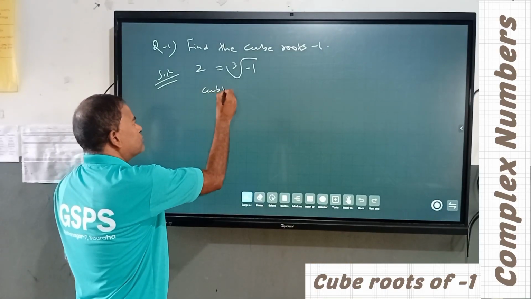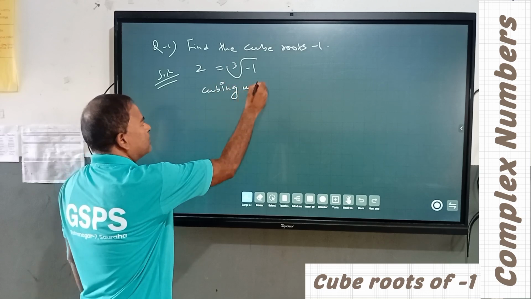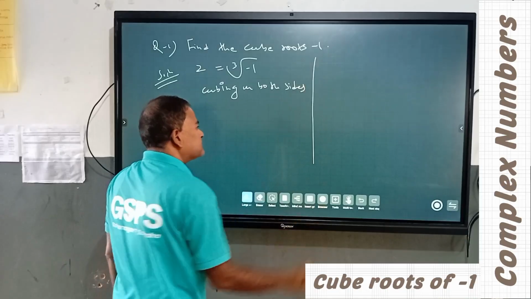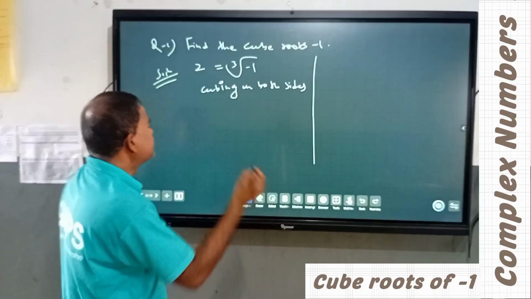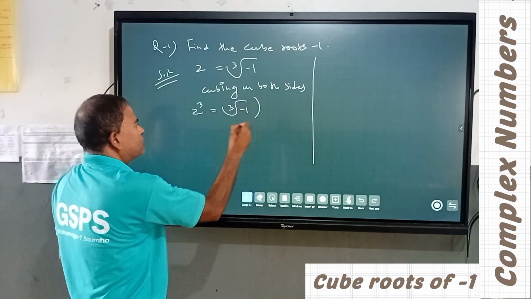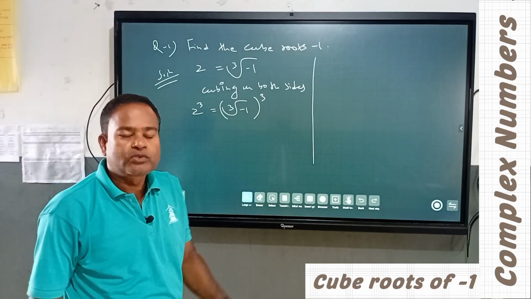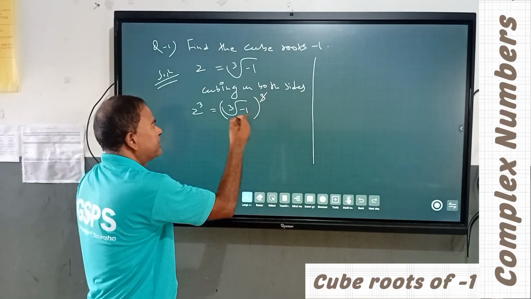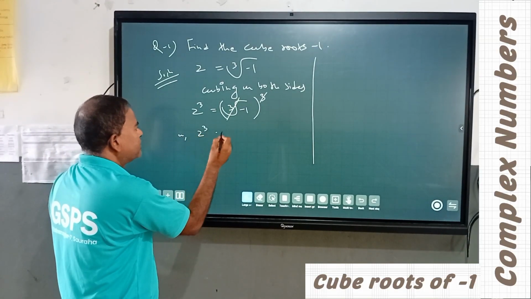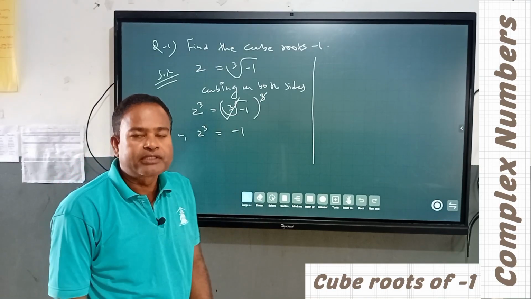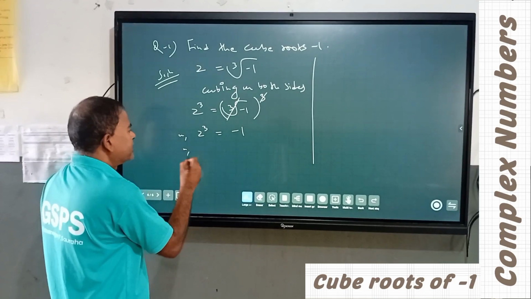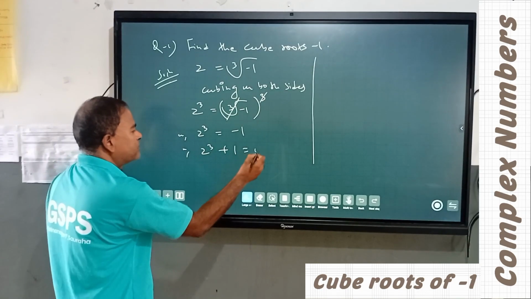So cubing on both sides, we get z cube equals the cube root of -1, then whole cube. The power 3 and the cube root cancel. Then we get z cube equals -1. Dear students, let's move -1 to the left side. We get z cube plus 1 equals 0.